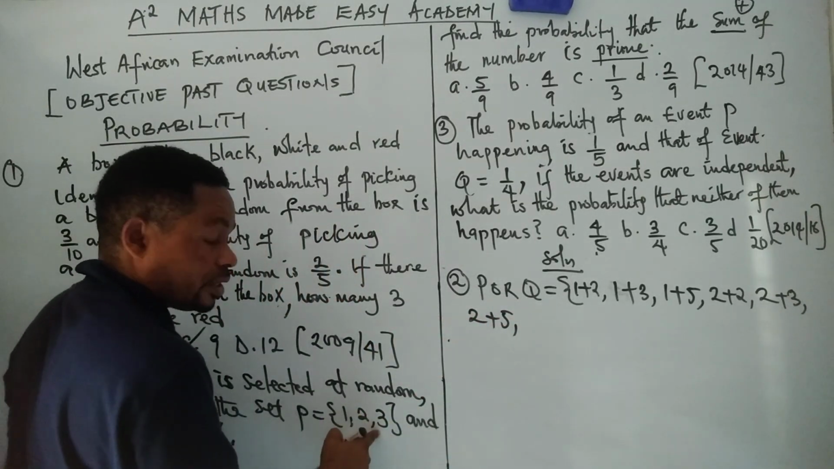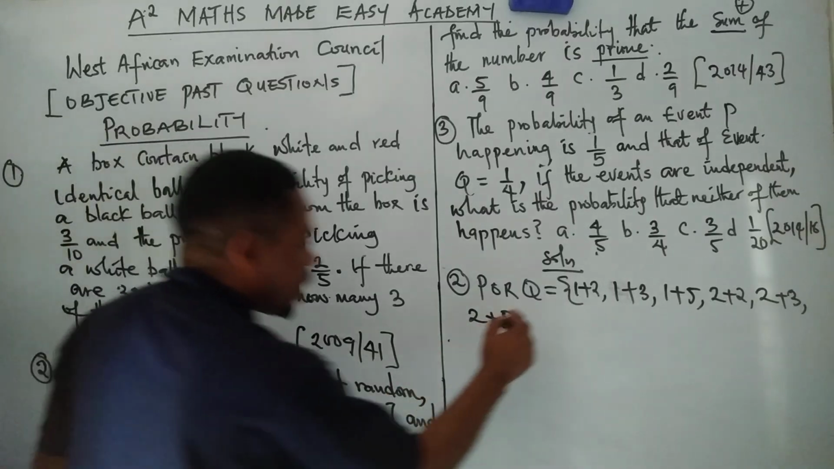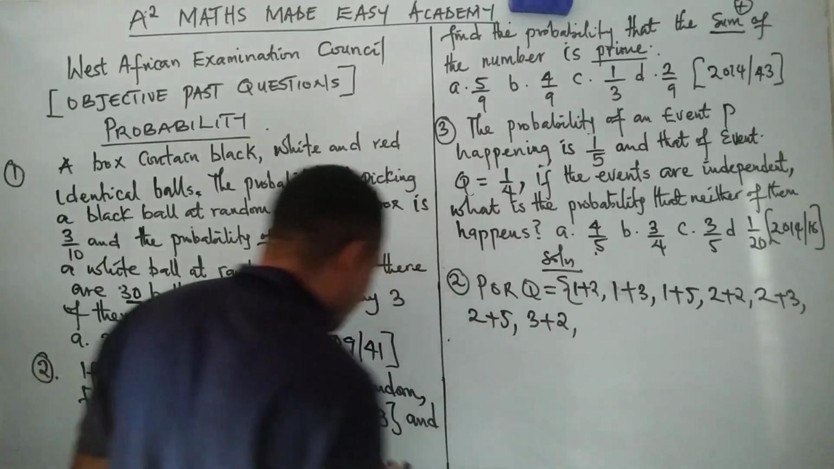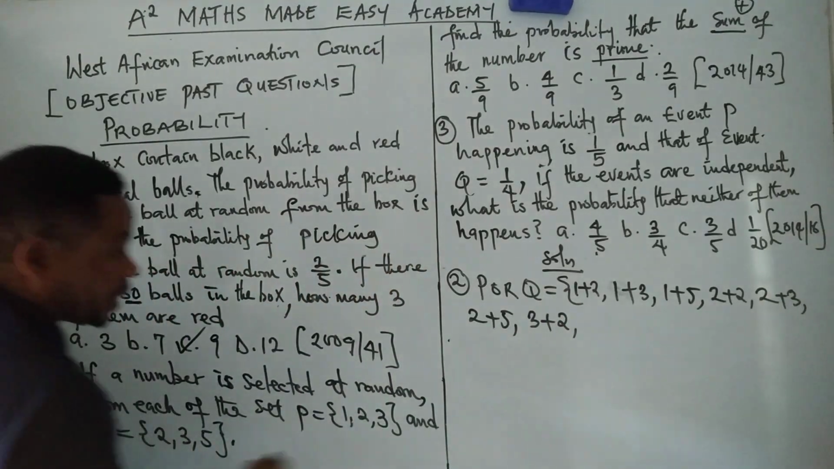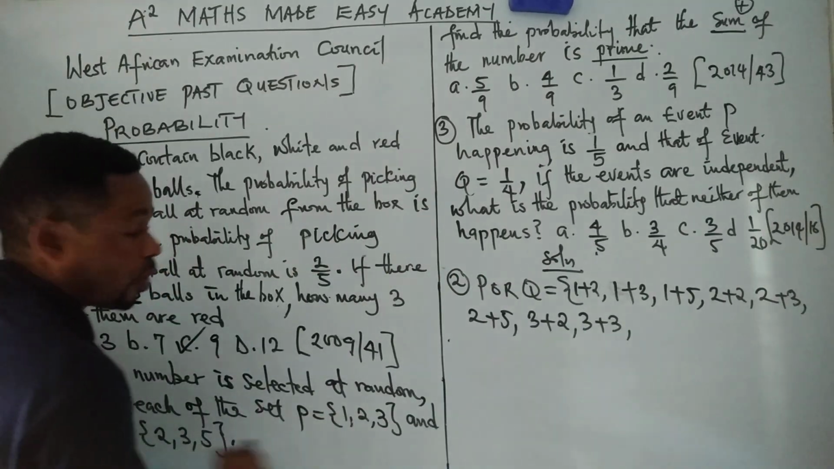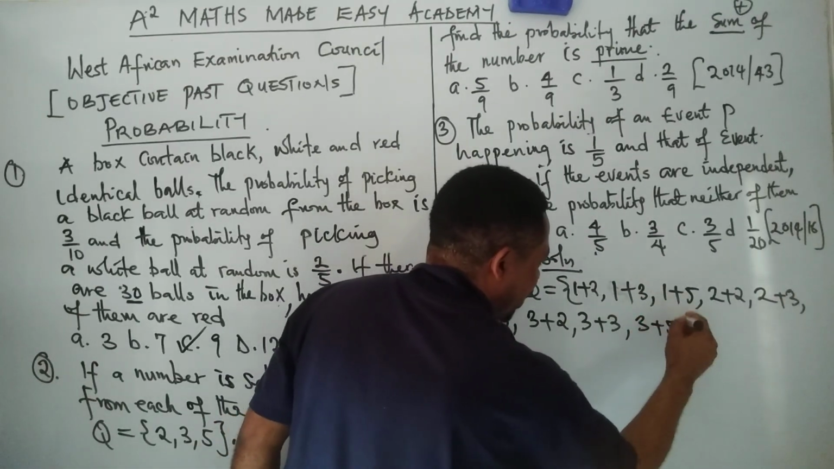Lastly is to use 3 and add up as well. I will now have 3 plus 2, comma. Are you with me? Then followed by 3 plus 3, comma. Then finally 3 plus 5. Are you with me now?